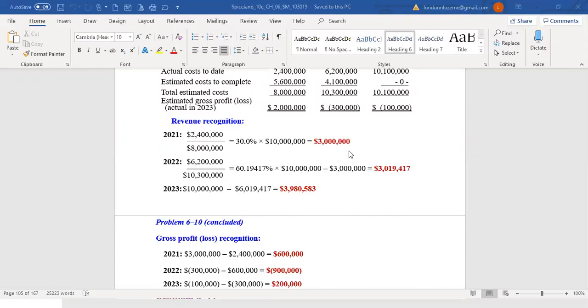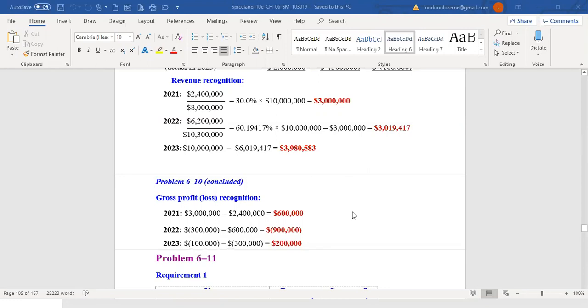That's how much revenue should be recognized by the end of year 2. We've already recognized 3 million of it last year. So now we're going to recognize an additional $3,019,417. In the third year, when it's 100% complete, we should have recognized all 10 million. We have recognized 6,019,417 between the first year and the second year. So the remaining 3,980,583 is recognized in revenue in the third year.